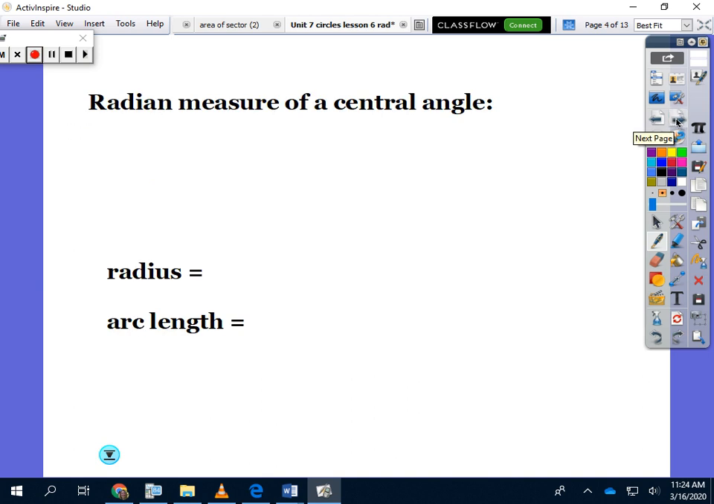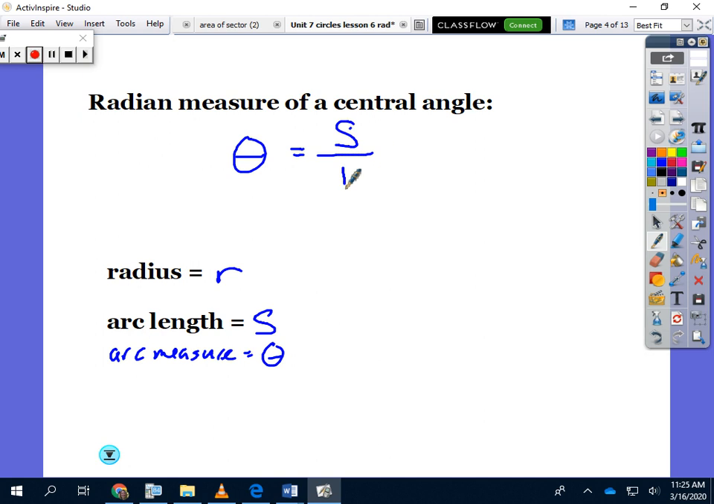Okay, so in your box, we're gonna say radius is R, arc length is S, and we're also gonna use arc measure is gonna be theta. We just talked about that. Okay, so in general, theta, the measure of your central angle, is the ratio of the arc length to the radius. Arc length divided by radius. So if I know 2 out of 3 of those things, I can solve for the third one.